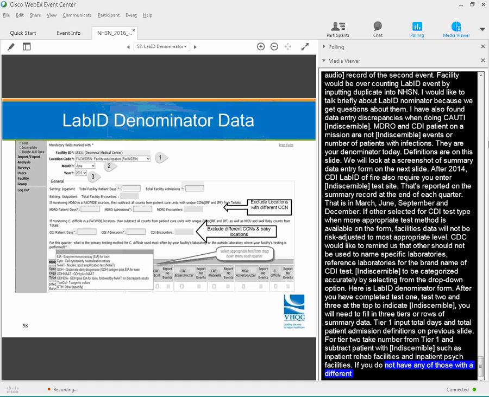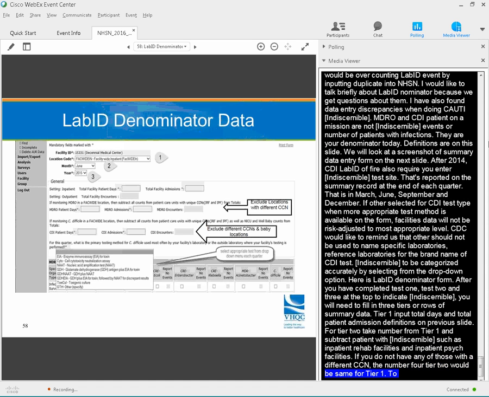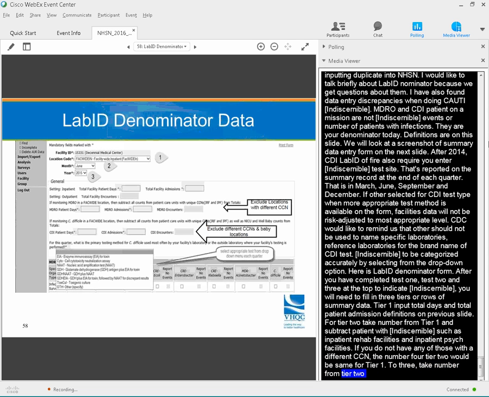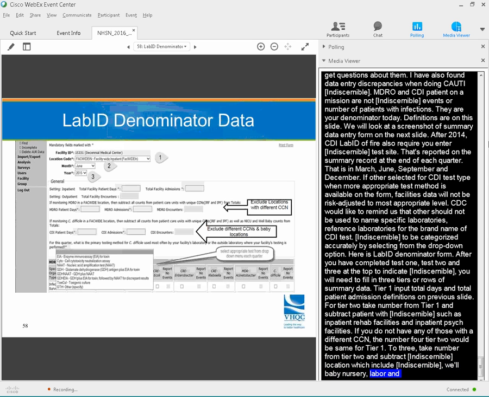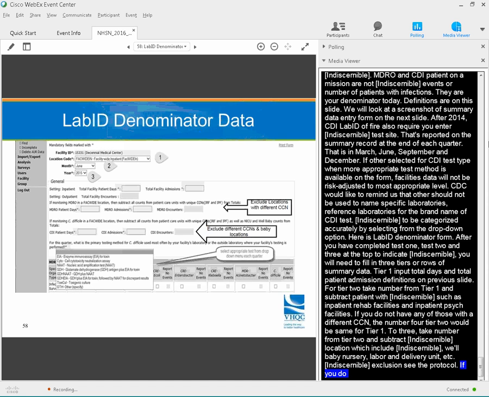For Tier 3, take the numbers from Tier 2 and subtract any baby locations, which includes NICUs, well baby nurseries, babies in labor and delivery units, etc. And for a full list of baby exclusions, see the protocol. If you don't have any baby locations, your numbers for Tier 3 would be the same as Tier 2.